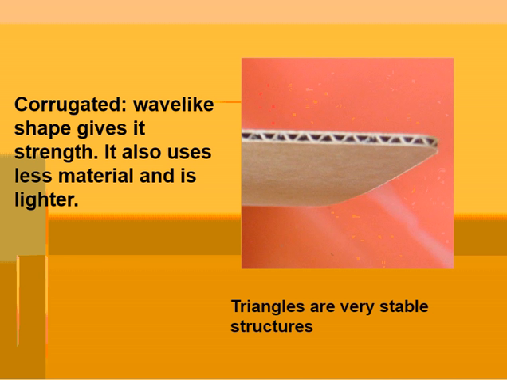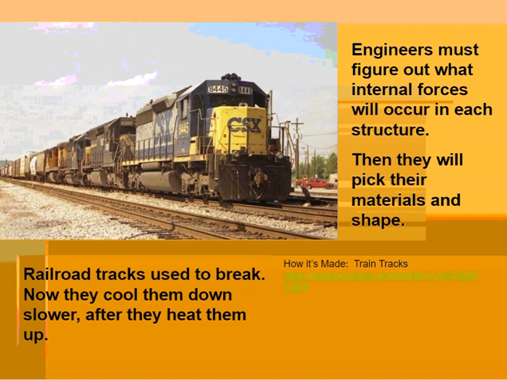Corrugation is a wave-like shape that gives strength. It also uses less material and is lighter. You can see up close, you've seen this with cardboard, that's the extra material they put in between the two, and maybe add it with an adhesive of some kind. As you can see, it makes a bunch of triangles.